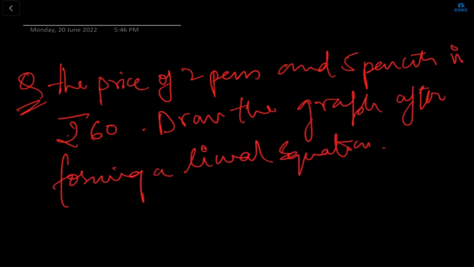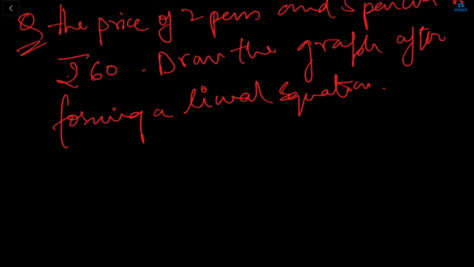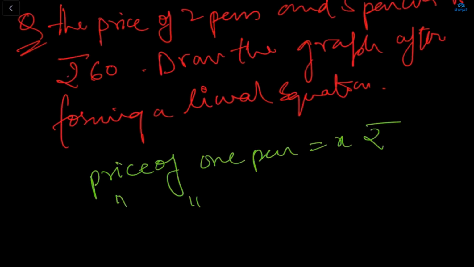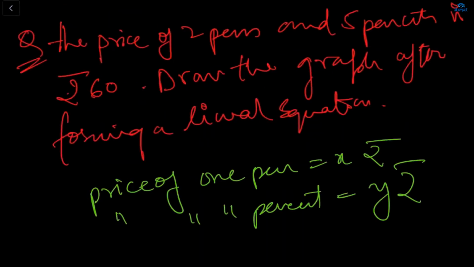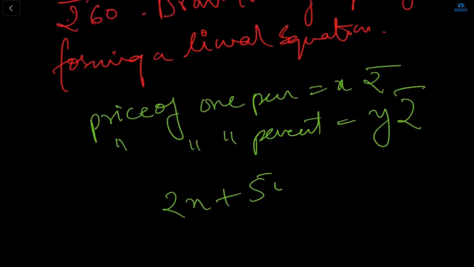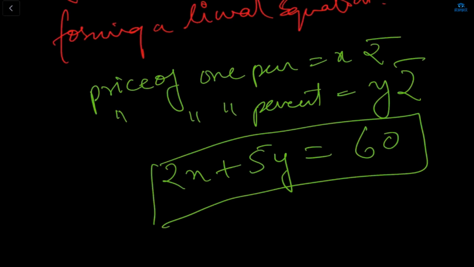Now in this question, the price of 2 pens and 5 pencils is rupees 60, and you have to draw the graph. Now tell me what will be. Yes, I can take the price of 1 pen as X rupees and the price of 1 pencil as Y rupees. Now it is written the price of 2 pens and 5 pencils, so 2x plus 5y is equal to 60. So this is your equation. Any doubt in the question? No. Similarly, I can give you more statement questions.